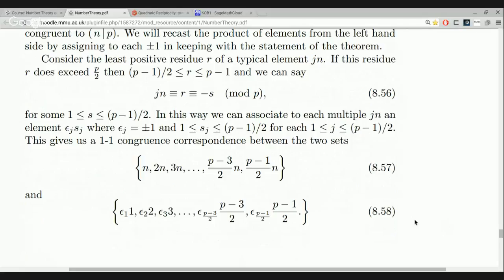Now, I think actually we're going to see all of the sj's get used up, okay? So the collection of all of these sj's, as j runs from 1 to p minus 1 over 2, will be the complete set of the first half of the representation.